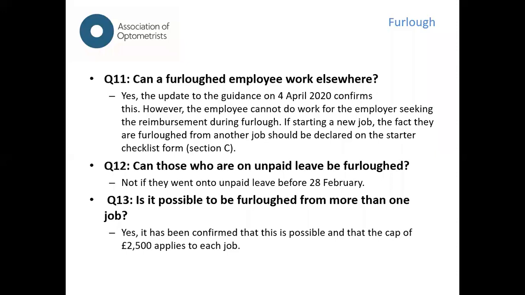So is it possible to be furloughed from more than one job? Yes, it is. And it's been confirmed that the cap of £2,500 applies to each job separately, meaning it's theoretically possible to get the maximum of £2,500 from both employers and therefore a total of £5,000.